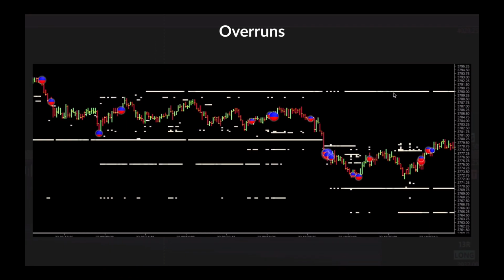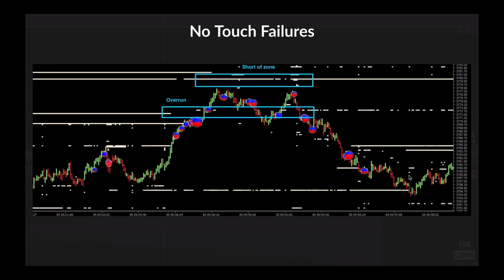Okay. But that's not what happens. We actually crash through it and it folds. And then we get a new one that develops here to really push the price down. Okay. Come back up, retest, and down. So sometimes we get overruns in these liquidity zones. The other thing that we could get is these no-touch failures.